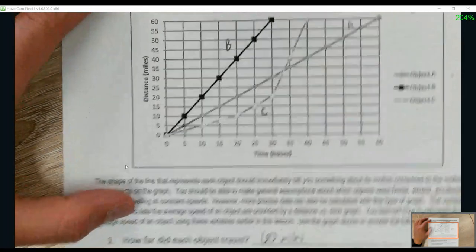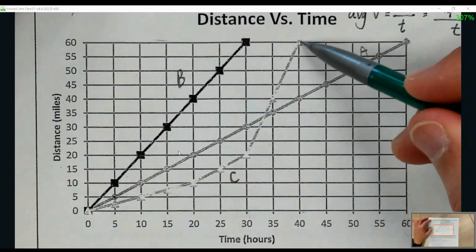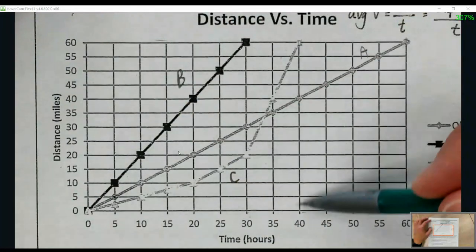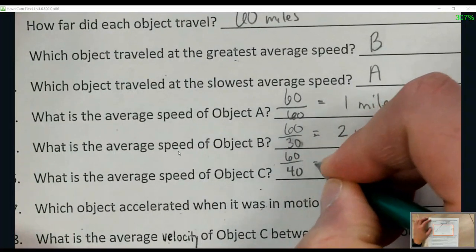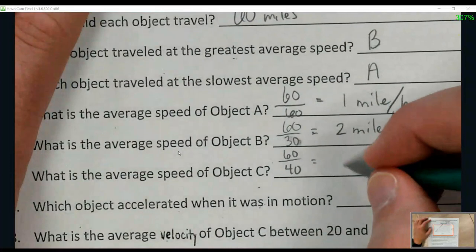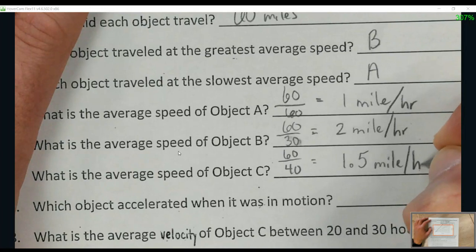And then finally, object C does its 60 miles in 40 hours. So we would have 60 over 40, and that would kick us out an answer of 1.5 miles an hour.